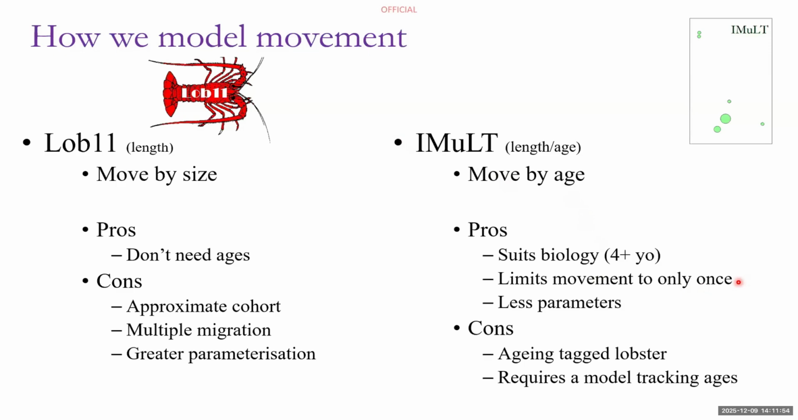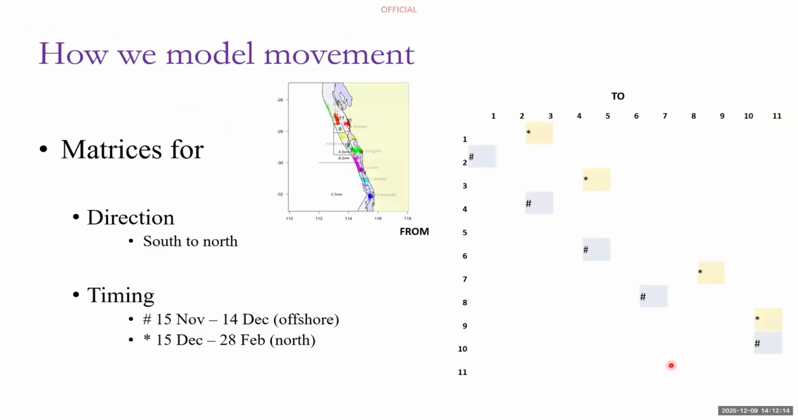Less parameterization. The one hiccup with it is, and this is where I'm spending a bit of time at the moment, how do you put in your tagged recapture data when you don't know the age of the animal when it was tagged or recaptured? There's a lot of similarities between both models, which I was just going to tick through, how they're working in the current model more so.